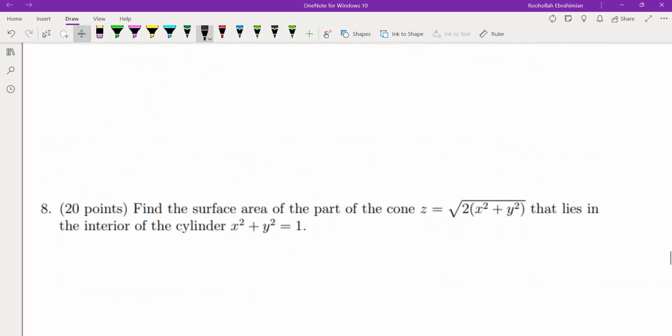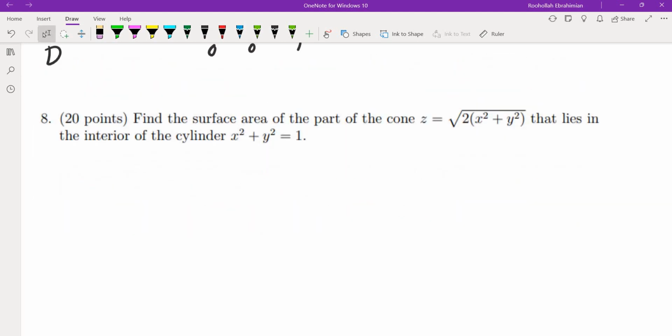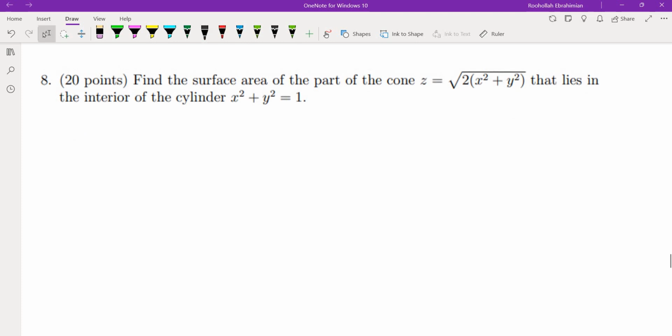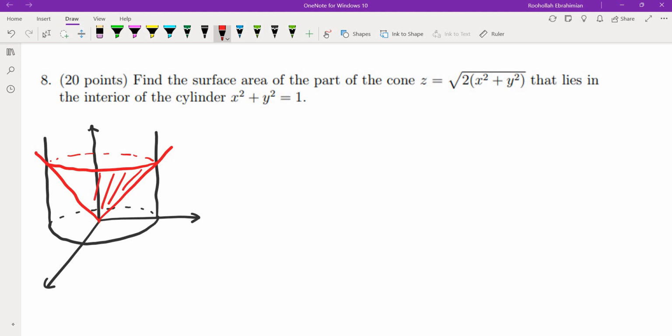Okay, so let's move on to the next problem. Find the surface area of the part of the cone that lies in the interior of the cylinder. So let's do that. So first we're going to draw the cylinder. So this is our cylinder. And we have a cone. So it looks like this. And we are trying to find this surface area. This is the surface area that we are trying to find.